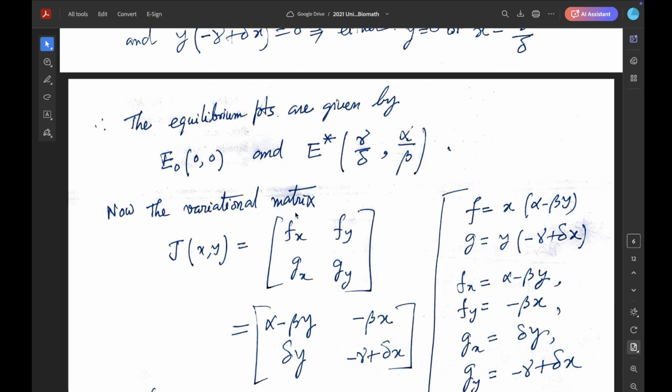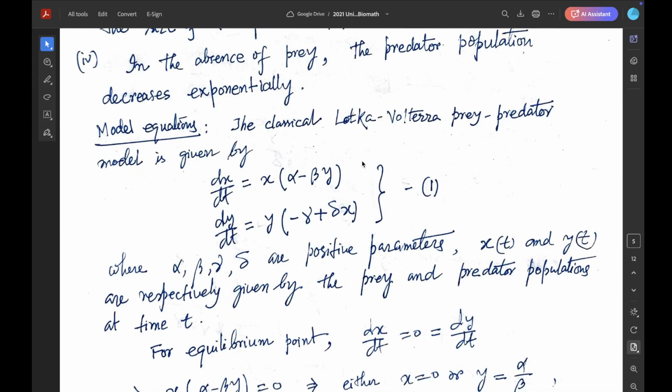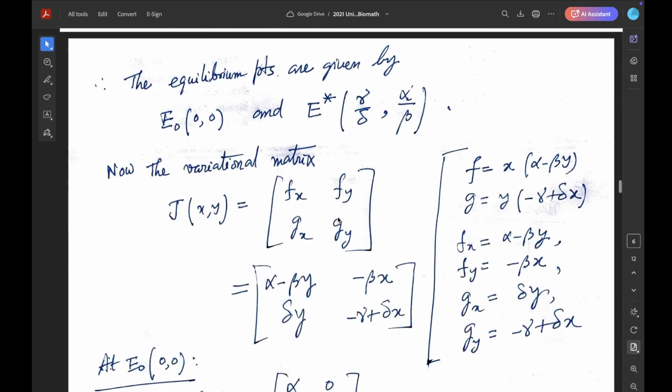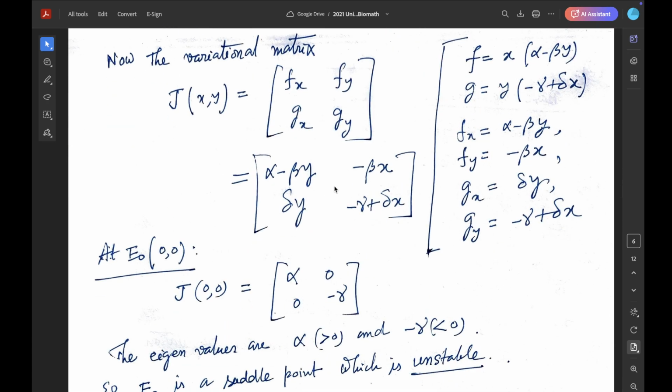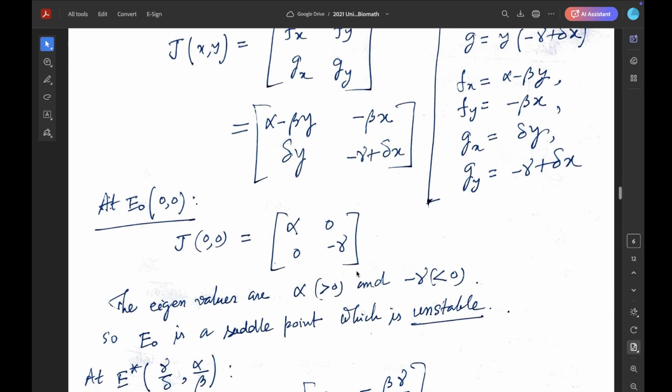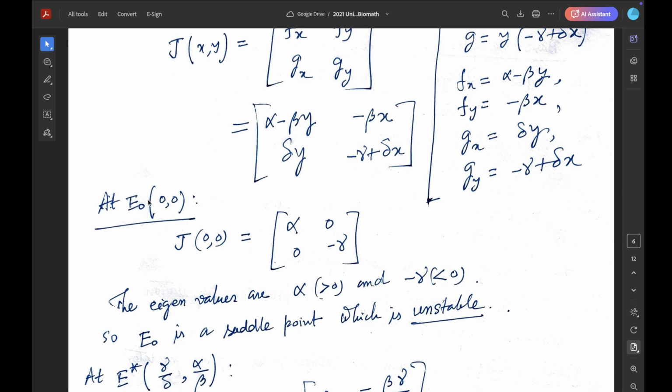Now the variational matrix J has entries f_x, f_y, g_x, g_y. Set f equal to this and g equal to this from the given equation system 1: the right hand side of the first equation is f, and of the second equation is g. So we find del f/del x, del f/del y, del g/del x, del g/del y, and put them here. We get this 2 by 2 matrix: alpha minus beta y, minus beta x, delta y, minus gamma plus delta x. At the equilibrium point E naught (0, 0), J is alpha, 0, 0, minus gamma. The eigenvalues are obviously the diagonal elements alpha and minus gamma.